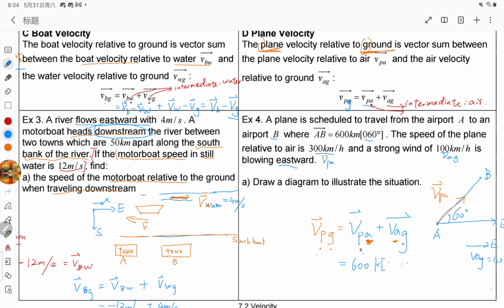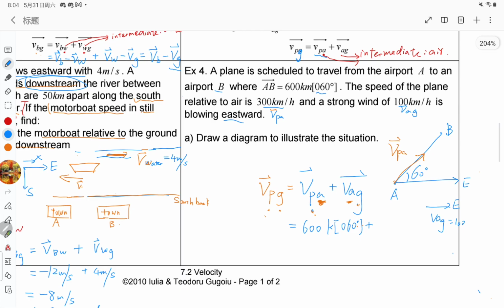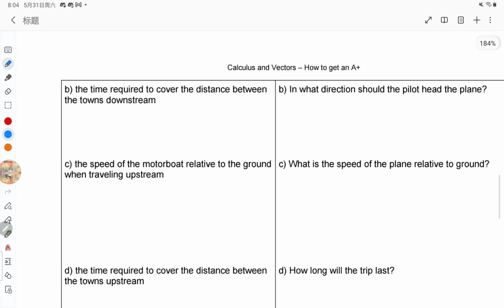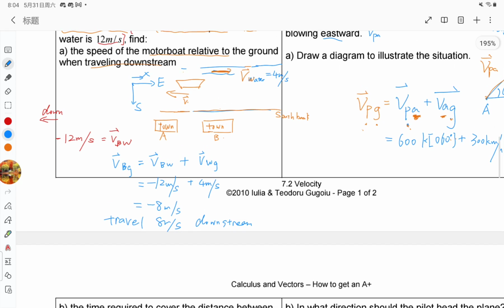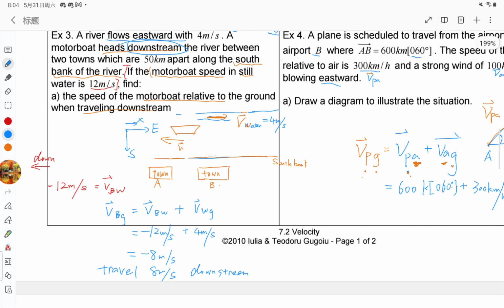If you really want to calculate it, you can just plug in the component form, okay? But I think we can skip the calculation for now. Okay. Oh, okay. So it's really going downward. Each of the questions is going downward.